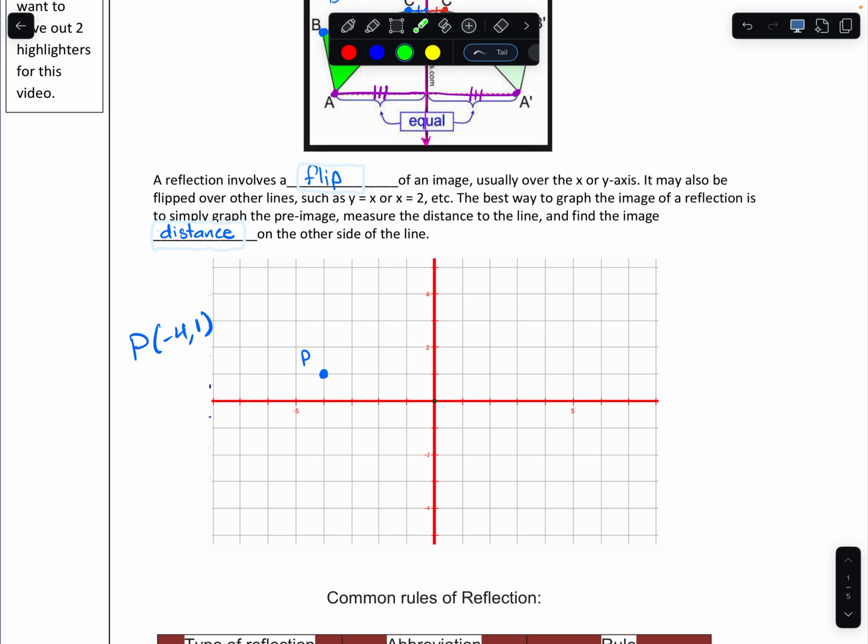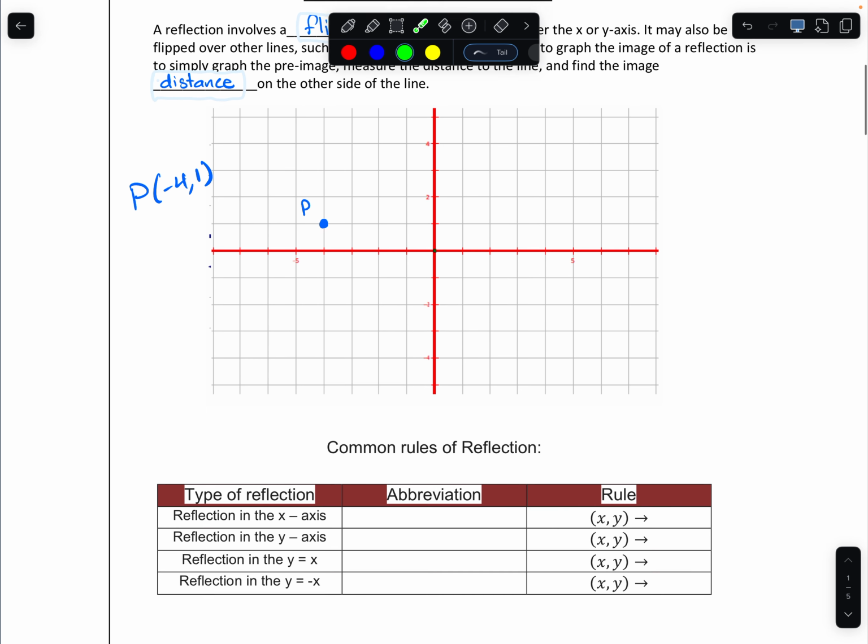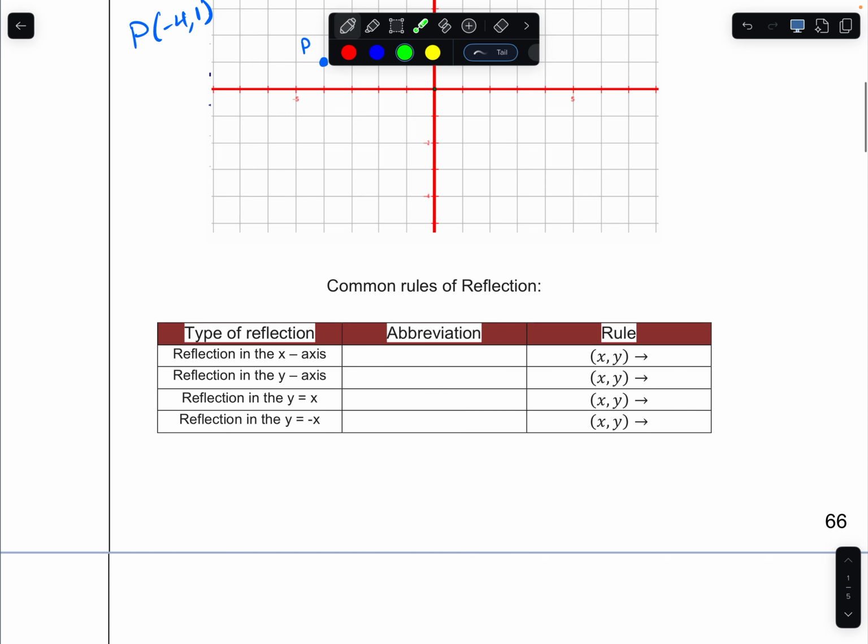We could reflect it over the line y equals x. And if that were the case, we'd see how far it is away and go that far in the opposite direction, put a point. Or the line y equals negative x, same thing. Reflect it over, put a point there. We'll use that maybe later, but for now, let's move on.